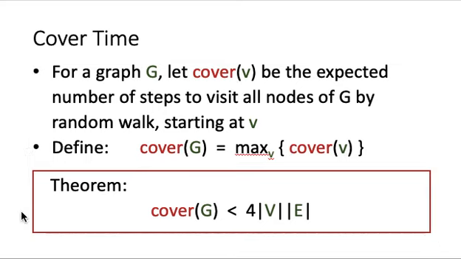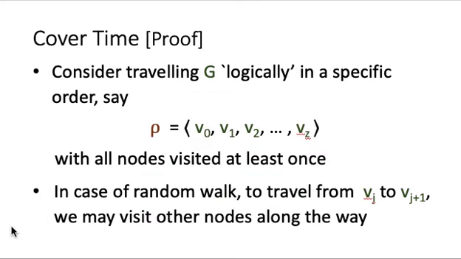So in other words, if I know the value of cover of G, then I can claim that no matter which node we start at, the expected number of steps that we need to visit or cover all the nodes in G must be less than or equal to the cover of G. And here we want to show that cover of G is less than 4 times V times E. So how do we show this result?